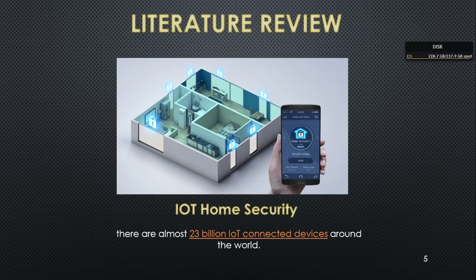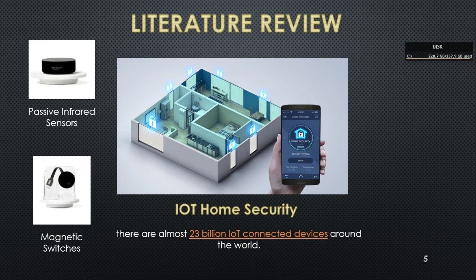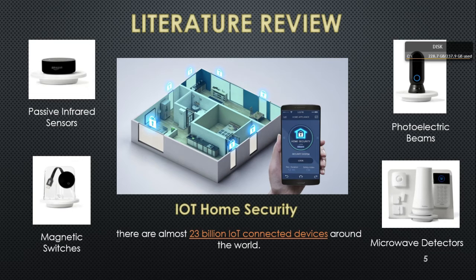Let's move on to the literature review. There are almost 23 billion IoT connected devices around the world, such as passive infrared sensors, magnetic switches, photoelectric beams, microwave detectors, and so many more. But the cost to buy these is so expensive. So, in the next slide, I will show you the difference between two famous microcontrollers which are always used in IoT systems, and I will choose the better microcontroller for my project.